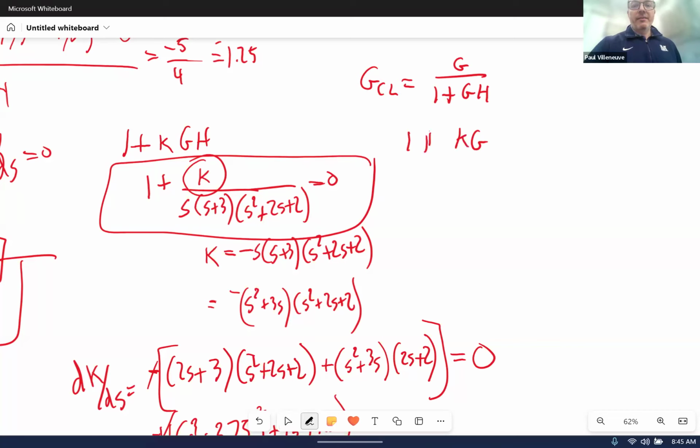That has to be set equal to 0. So you find the 1 plus KG from there. Yes, this here is the characteristic equation. That's what we do Routh-Hurwitz on, right? It's the characteristic equation. And then the 1 plus K over S.